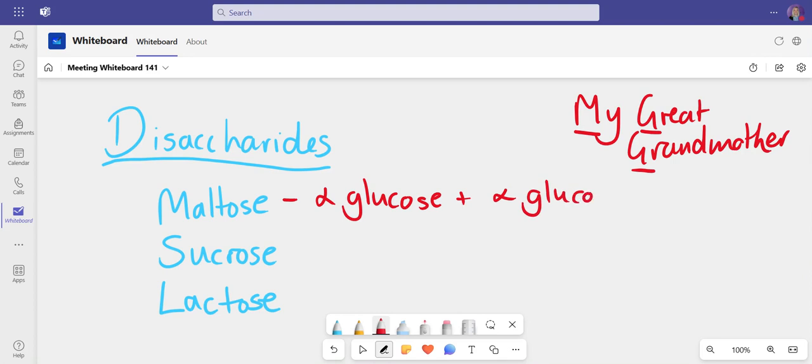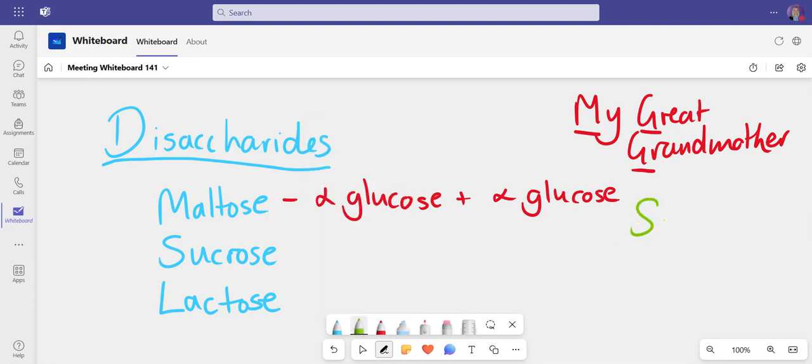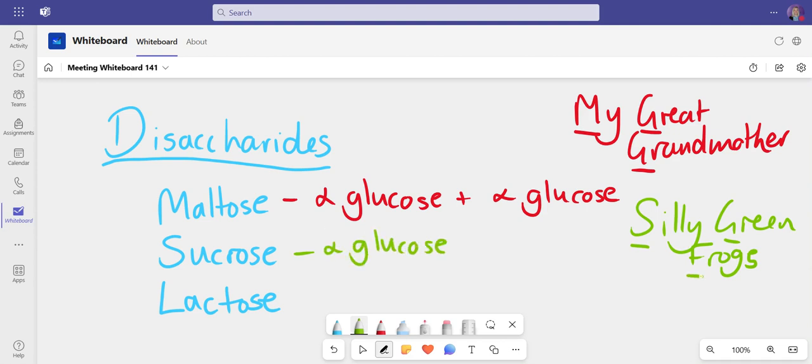In order to remember sucrose, I always think silly green frogs. So the S is for sucrose. The first G is for glucose, so it's made of alpha glucose. And the F for fructose, and fructose.